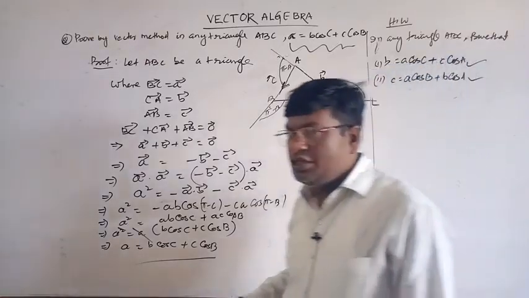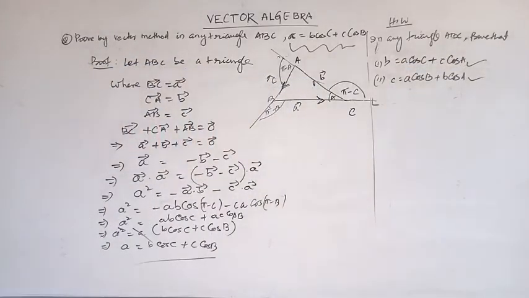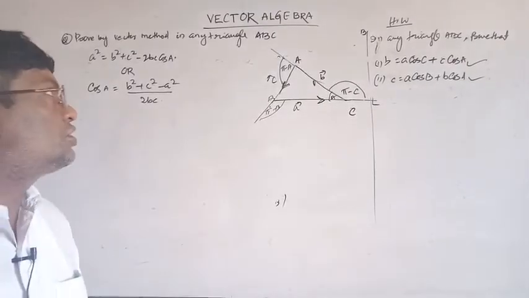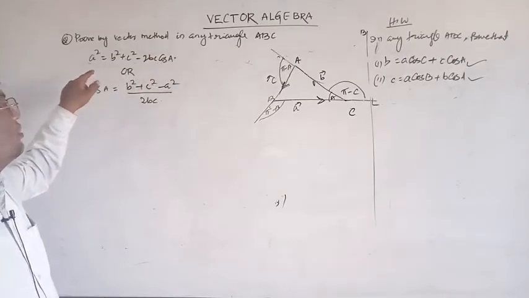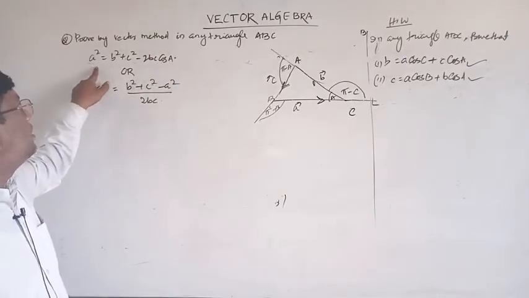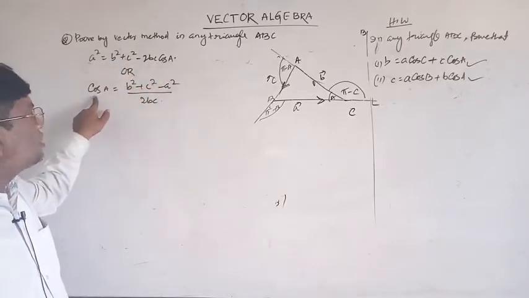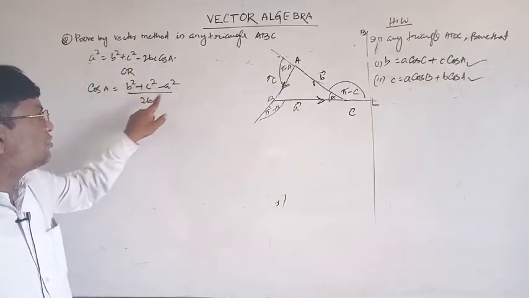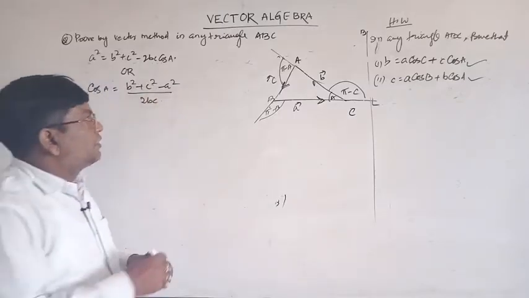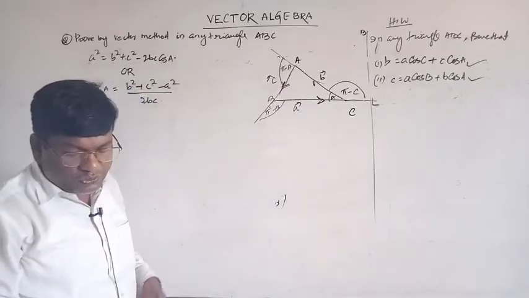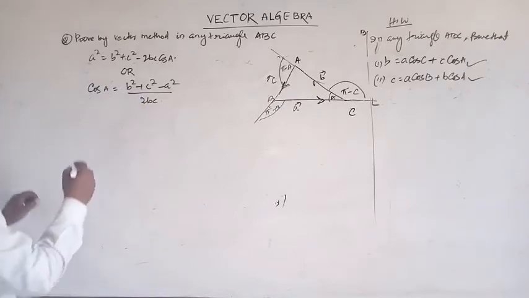Okay, now another question. Prove by vector method that in any triangle ABC, A square is equal to B square plus C square minus 2BC cos A, or cos A is equal to B square plus C square minus A square divided by 2BC. This is called the cosine formula. Same concept here, same triangle as the previous question.